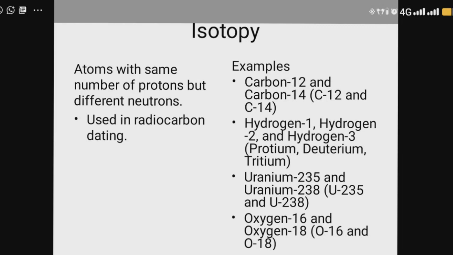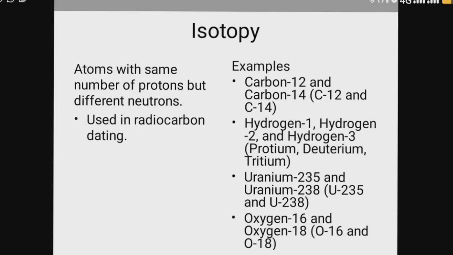Isotopes are atoms with the same number of protons but different numbers of neutrons. We have many examples here, like carbon-14 and carbon-12.